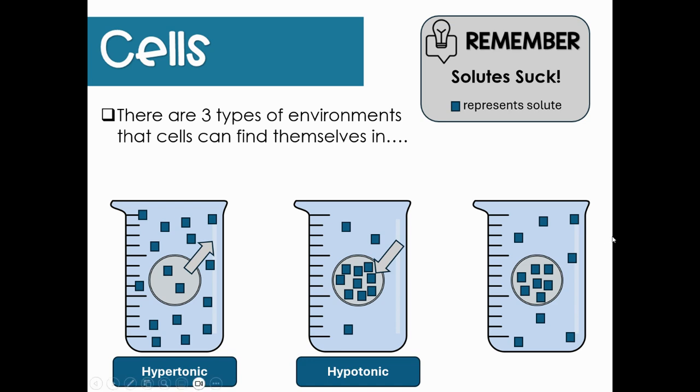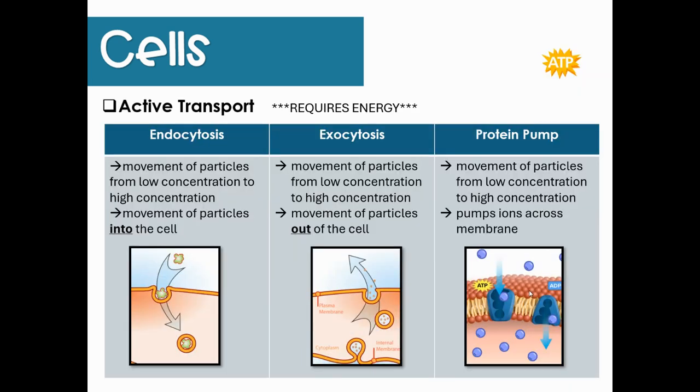Now in our third beaker, we have the same number of solute particles outside the cell as we do inside the cell. So this is called an isotonic solution, and water will move, but it's going to move equally in and out of the cell. All right, so that's passive transport.